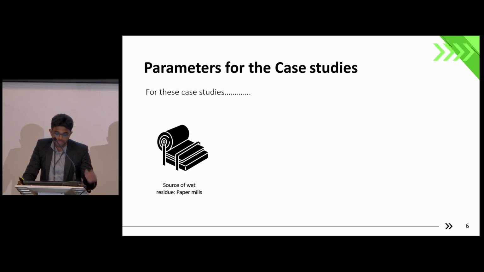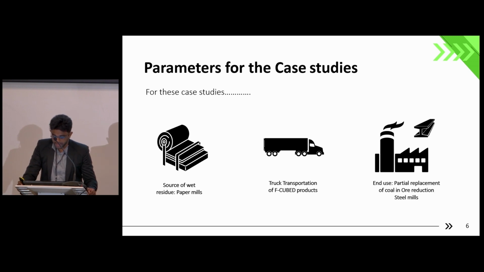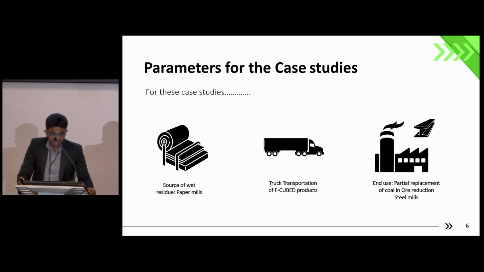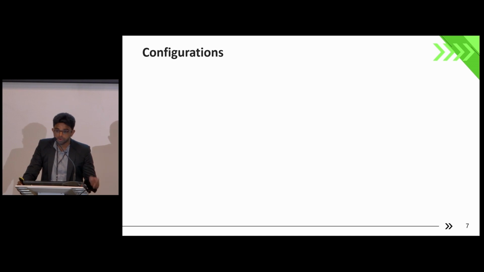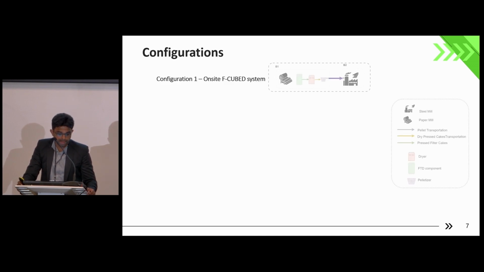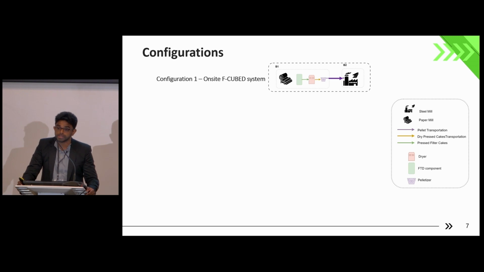So for these case studies, I used the wet residue source as paper mills, and the transportation method to be truck transportation, and the end user is to be partial replacement of coal in ore reduction in steel mills. And there's one more parameter, which is the configurations of the F-cube system. So I have developed 4 possible configurations of the F-cube components.